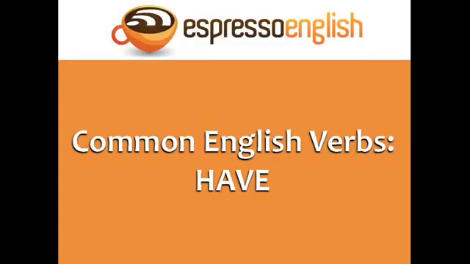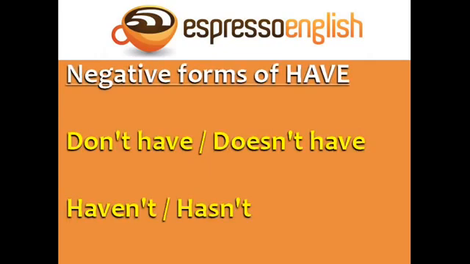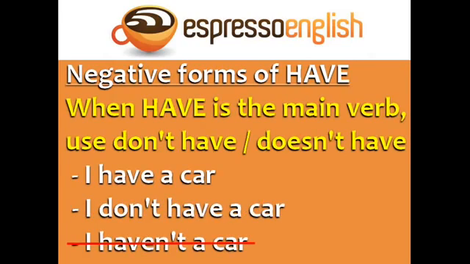Common English verbs: Have. There are two ways to make the negative form of the verb have: don't have or doesn't have, and haven't and hasn't. When have is the main verb meaning possession, then the negative form is don't have and doesn't have. For example, I have a car. I don't have a car. It's incorrect to say I haven't a car.